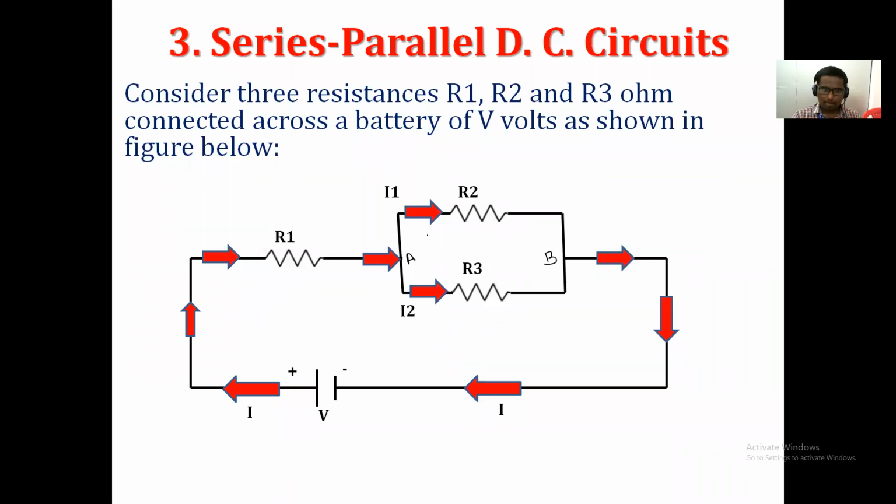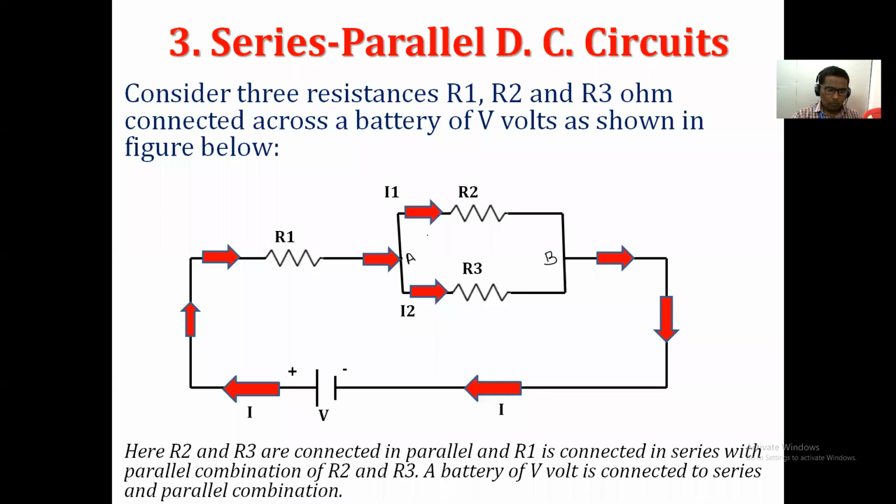Yes, sir. Okay. Now, here I have written one sentence: resistors R2 and R3 are connected in parallel, and resistor R1 is connected in series with the parallel combination of R2 and R3, and the battery of V volt is connected in series with the parallel combination. Now, can I ask a question here? What is the applied voltage here? This is what we call the applied voltage.